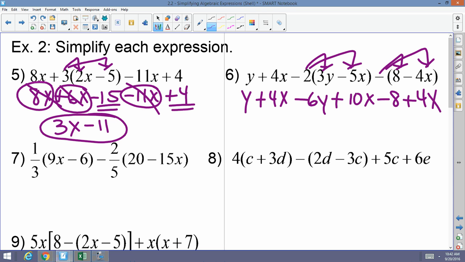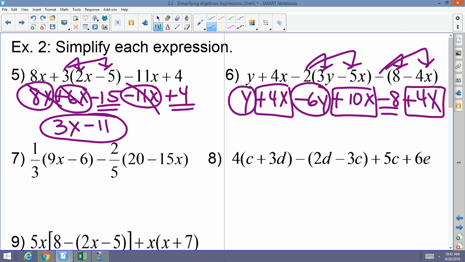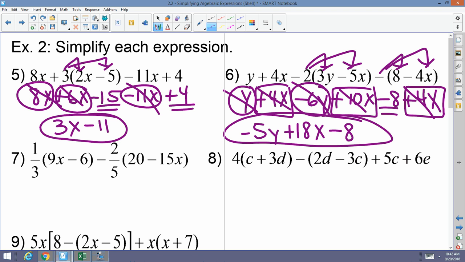Okay. So now let's combine like terms. So I've got a y, a negative 6y, and then I've got a 4x, a 10x, and another 4x, and then I've got my negative 8. So let's get the circles together. What's 1y minus 6y's? Negative 5y's. Boom, boom, bye-bye. What's 4x plus 10x plus 14x plus 4x? You darn right. Boom, boom, boom. And then I got a minus 8, and I'm done.